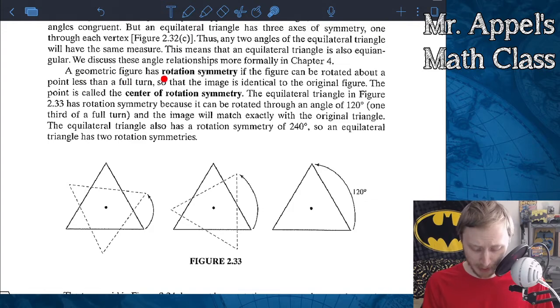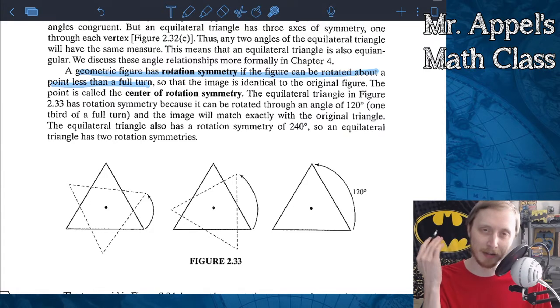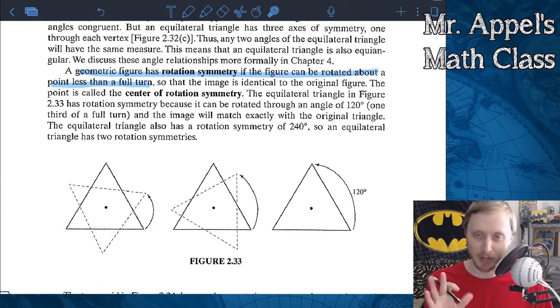A geometric figure has rotation symmetry if the figure can be rotated about a point less than a full turn. Okay? So exactly as we would expect, rotational symmetry rotates the figure, spins it around. It only counts if it's less than a full turn. If you turn it all the way around back to the starting point, you didn't symmetry anything. So that the image is identical to the original form. Turn it to where it's identical. The point is called the center of rotation symmetry.